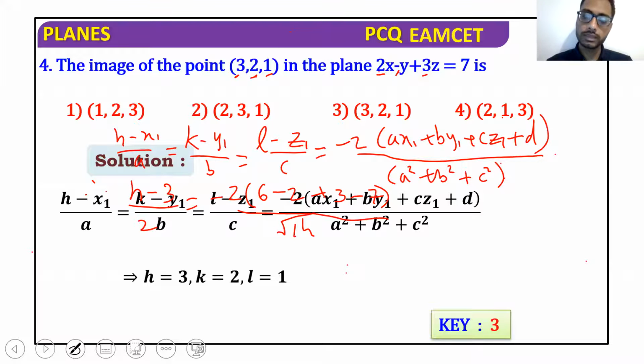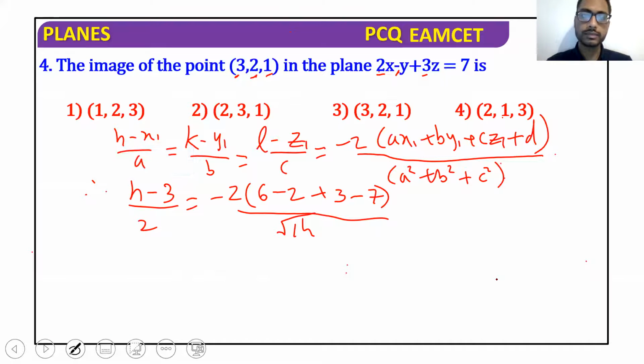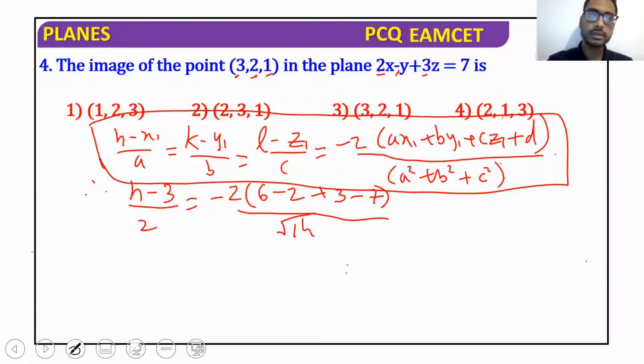Just note down this formula. This formula is important. If you want to get the equation of the image or the coordinates of the image, you can directly use this formula, h minus x1 by a equals k minus y1 by b equals l minus z1 by c.